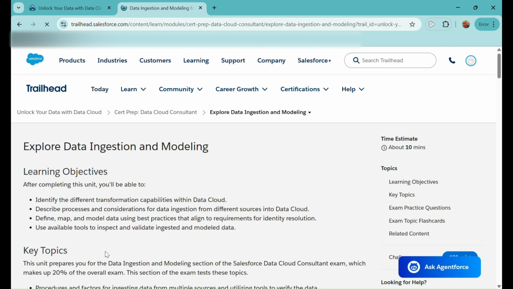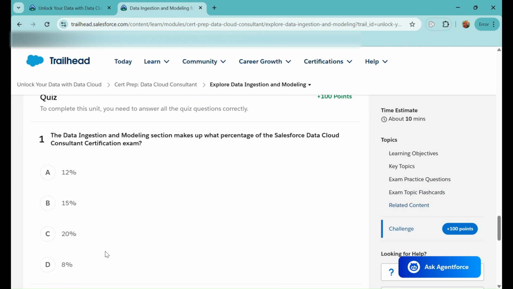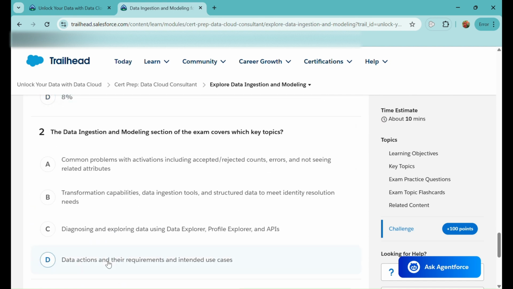It is explore data ingestion and modeling. So we'll go to the quiz again. Our first question is, the data ingestion and the modeling section makes up what percentage of the Salesforce Data Cloud Consultant certification exam? So it is 20%. So it is weighted the highest.